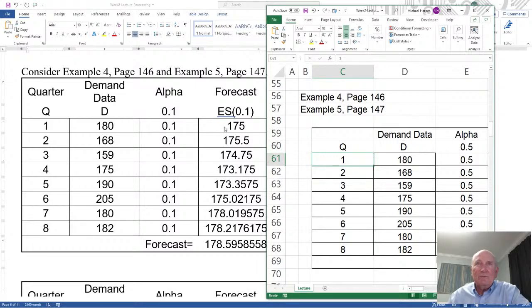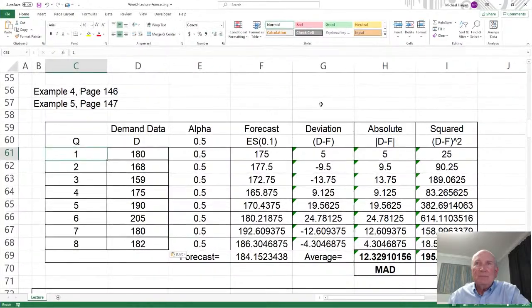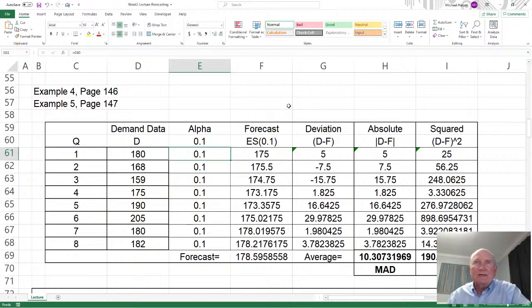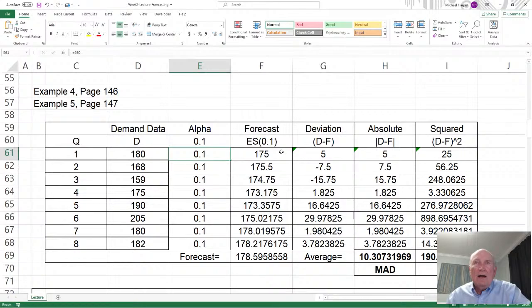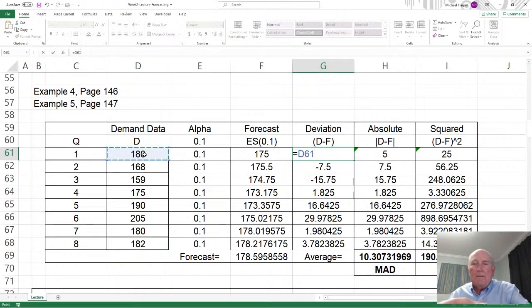Now, I have alpha here for 0.5, whatever. Let me put 0.1 in there, because that's the first one. So here's my forecast. Here's my deviation, and all I'm doing is equals my demand D minus my forecast F. That's all I'm doing. And copy that down, and notice the numbers don't change.